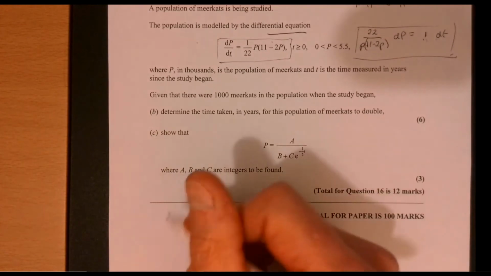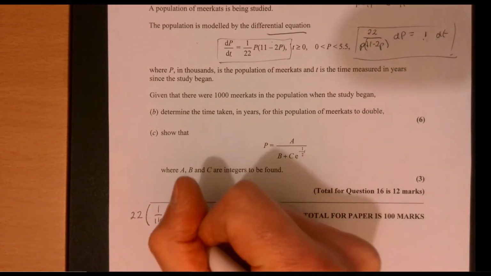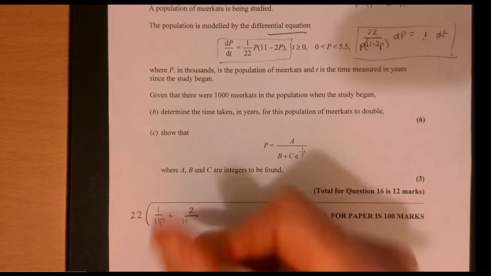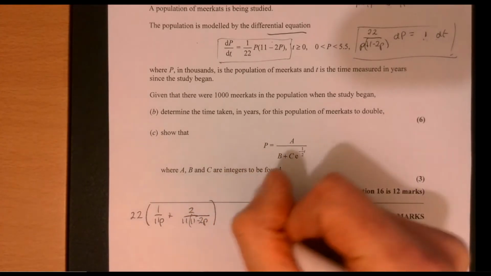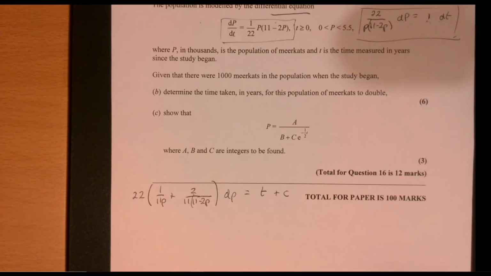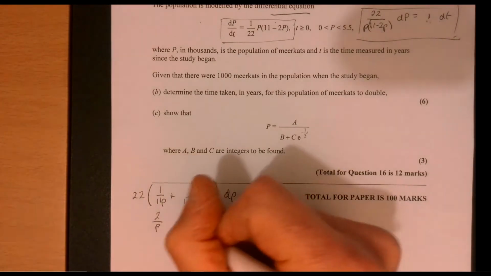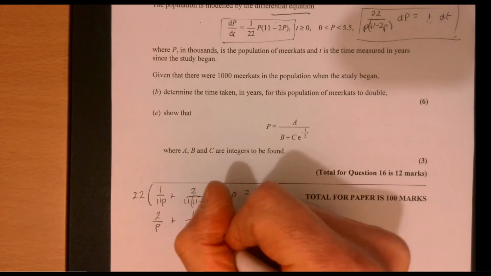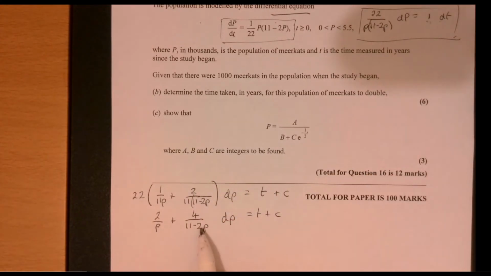I'm going to give myself a little bit of room over here. So what's that going to give us? It's going to give us 22 times (1 over 11p plus 2 over 11(11 minus 2p)). All I've done is just subbed it in there. And the whole thing's going to equal t, well, in fact, it's going to equal t plus c. It's going to equal a constant. So now let's go and tidy this up. That's going to be 2 over p, and then I can have 4 over 11 minus 2p equals t plus c.